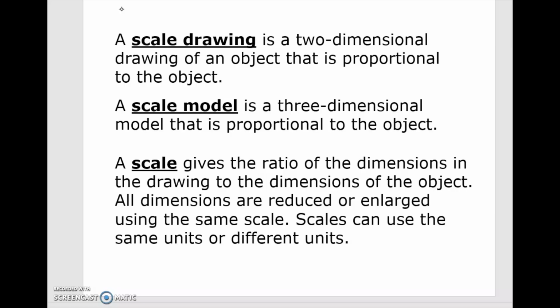Now you're actually familiar with scale. You've seen and used scale for years. You probably just didn't know about it. So when you have an object that exists in real life and you create a replica or a model of that, that is called a scale model. And a scale model is three-dimensional and it looks just like the actual object. It is just smaller in size.